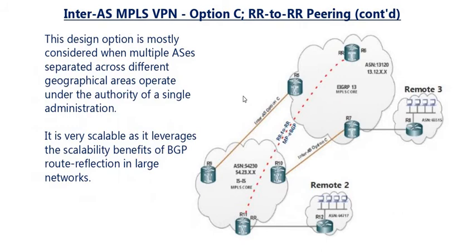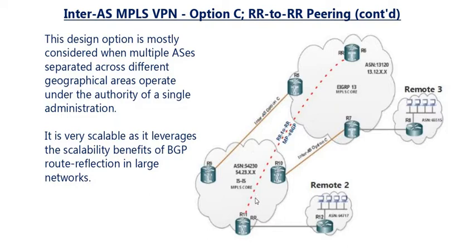One thing to note with respect to this particular option is that it is very scalable, and that is because it leverages the benefits of scalability that come with the BGP advanced consideration for route reflector. And you would agree with me that route reflection is a mechanism or a feature which brings about scalability in a large network where you have BGP being implemented. So this benefit has been leveraged to extend and also expand networks across regions within the same organization. And that is exactly what we have reflected in this case.